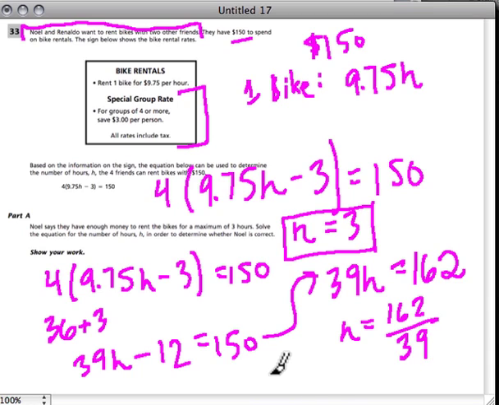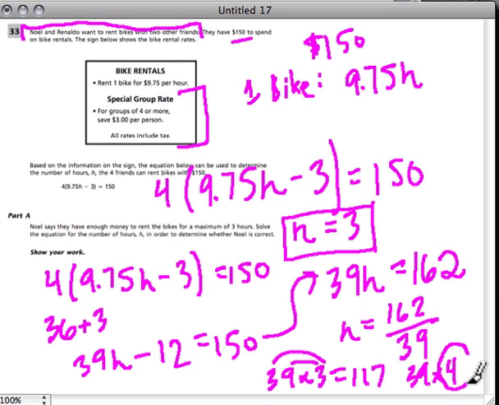Well, 39 times 3 equals 90, 3 times 30, plus 27, which is 117. So the amount of hours we can get at this group rate is definitely more than 3, because we are taking 162 and dividing it by 39. So that's more than 3. And in fact, 39 times 4: 4 times 30 is 120, plus 36 is still less than 162. So they could rent the bikes for at least 4 hours.